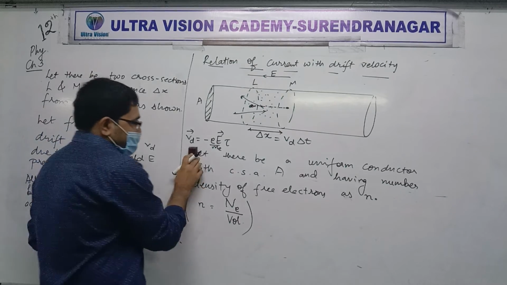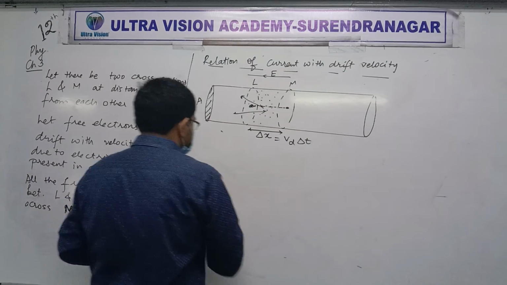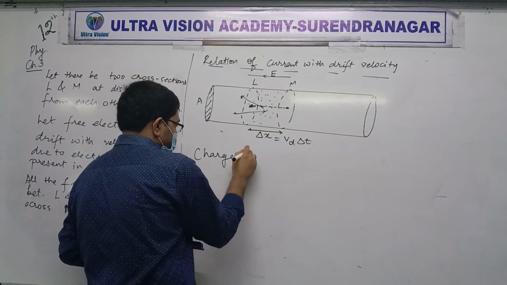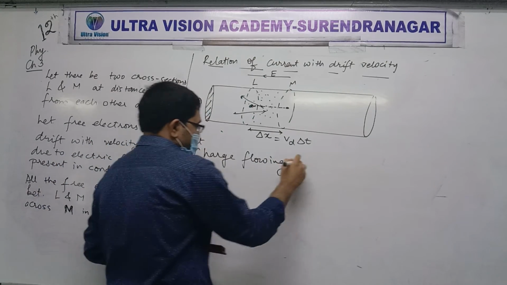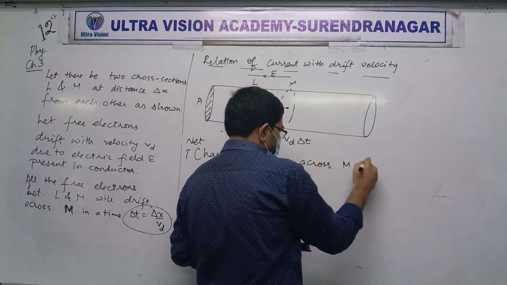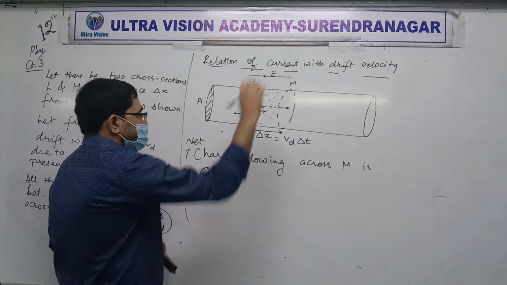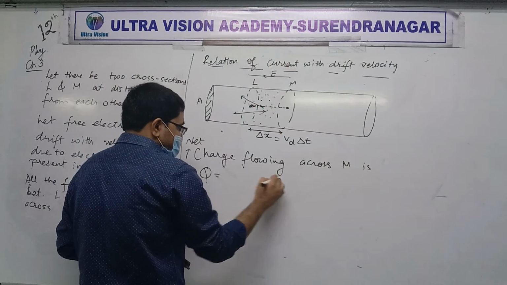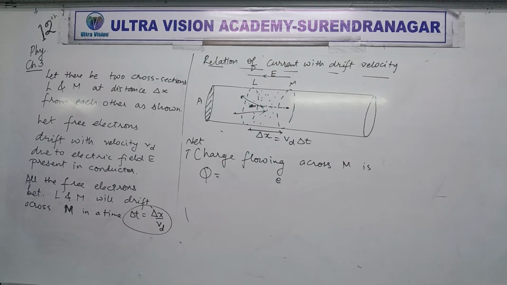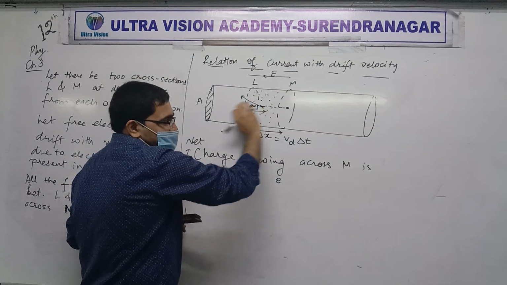So then we can say that charge drifting across, the net charge flowing across M, is Q equal to, if one electron goes, it will carry how much charge? E. If one electron goes, it will carry E charge. How many electrons are there in this portion and they are going to flow across M?